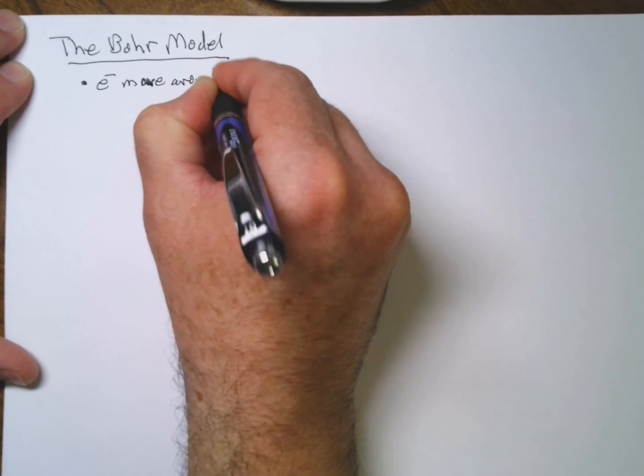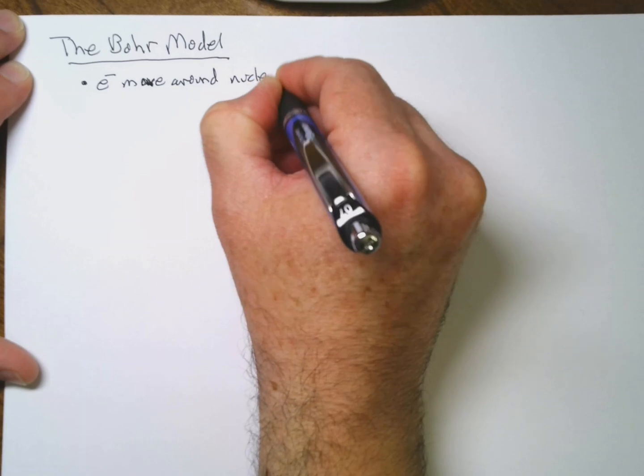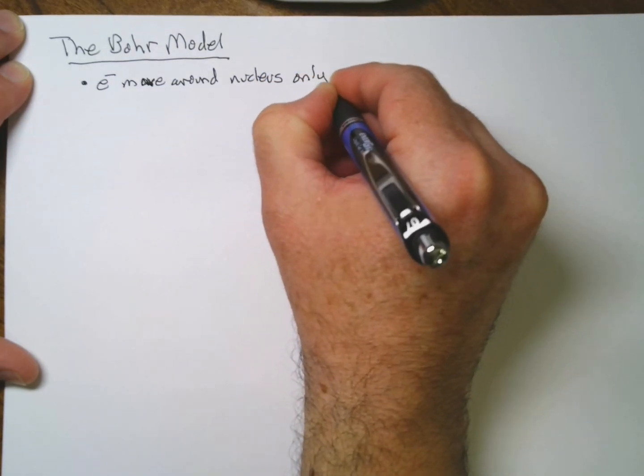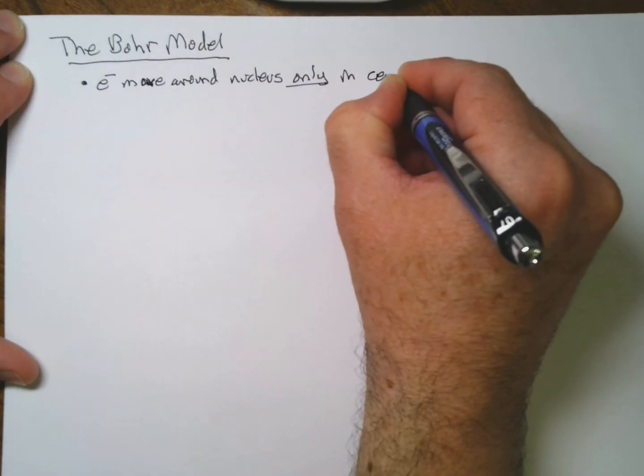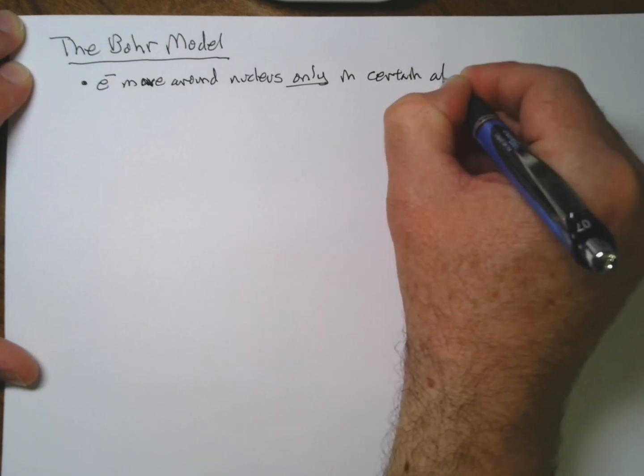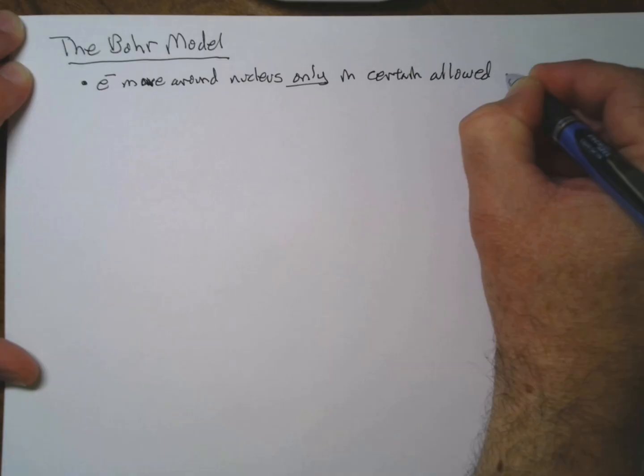So electrons move around the nucleus only in certain allowed orbits.